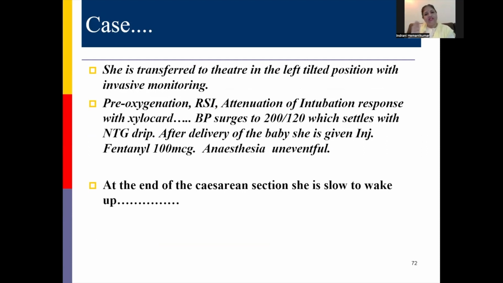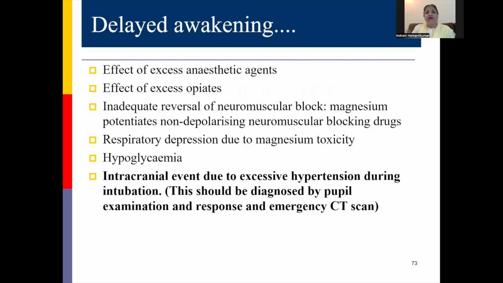Now she is transferred to the theater. She is given GA. The baby is delivered. Anesthesia is uneventful. Now she is not waking up. Now what is the cause? The cause of delayed awakening could be excessive anesthetic agent, excess opiates, or inadequate reversal, or respiratory depression due to magnesium toxicity. It could be hypoglycemia.